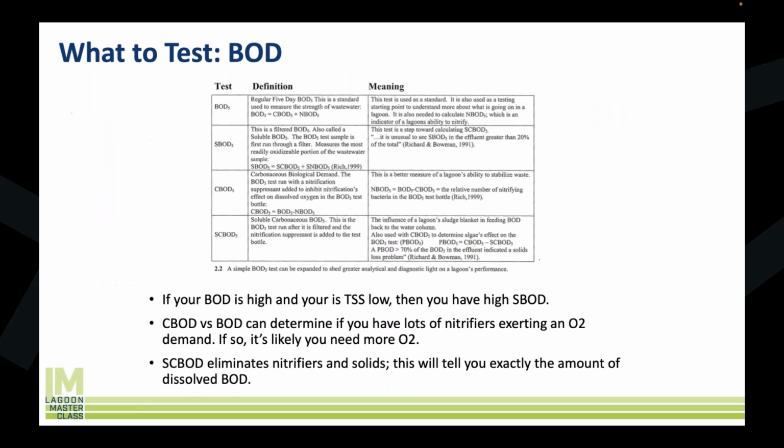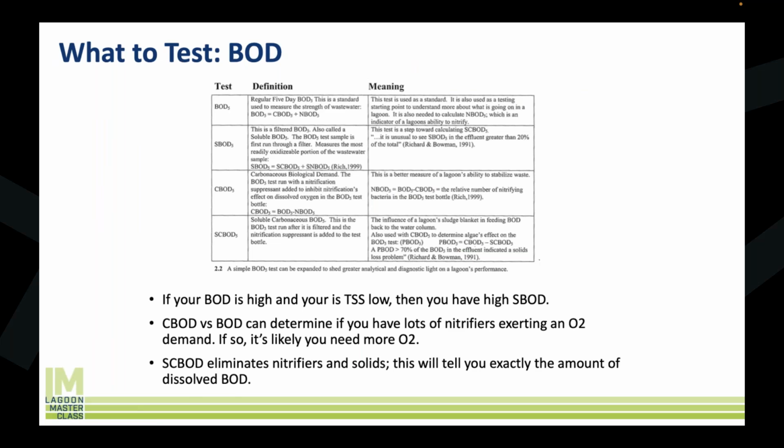So what to test for? BOD. There's several different types of BOD. There's BOD5. There's soluble BOD, which is where we filter the BOD to see what's dissolved in there. There's particulate BOD, which is what kind of oxygen demand the particles that you filtered out constitute. Then there's carbonaceous BOD, which is basically where we eliminate nitrifier growth within the sample itself. And then soluble carbonaceous BOD, which is basically we filter it, we eliminate the nitrifier growth, and then we see what kind of soluble BOD is left in it.